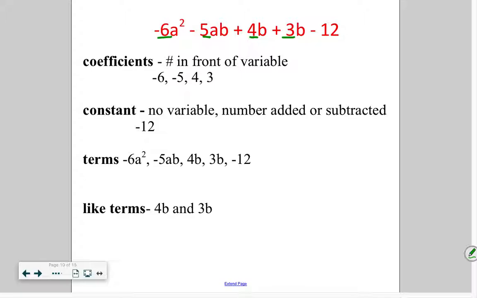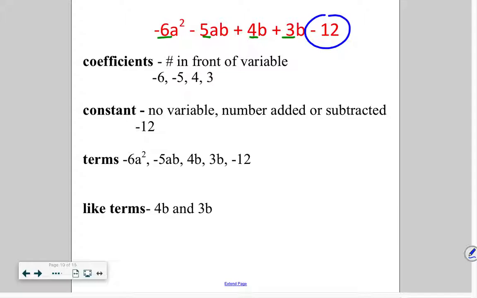A constant is usually at the very end. It never has a variable. The constant is oftentimes your shipping cost that gets added or subtracted at the end. So remember when we would have a question like, it costs you $5 per CD plus $6 shipping and handling? The plus $6 for shipping and handling, that's your constant.